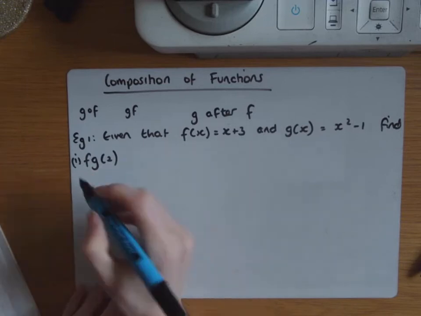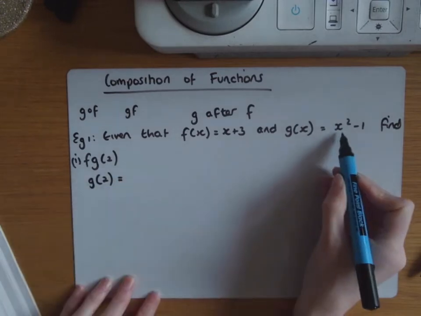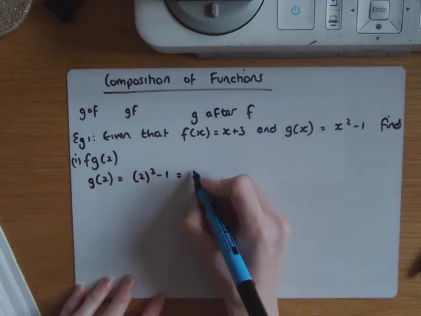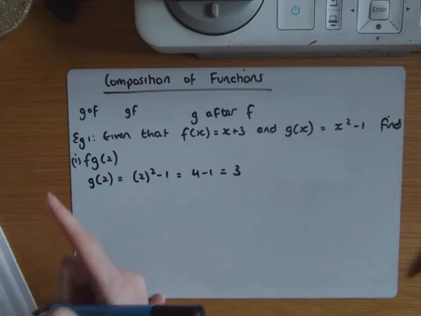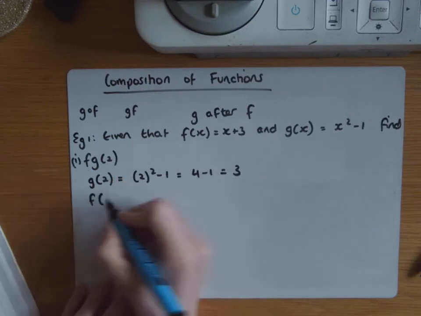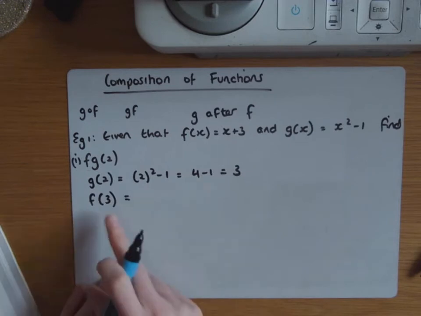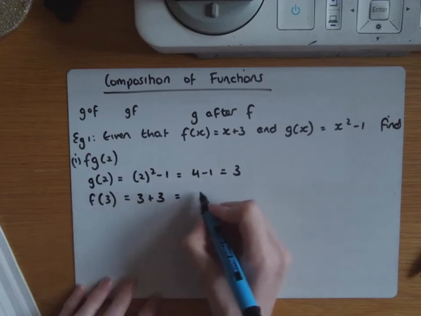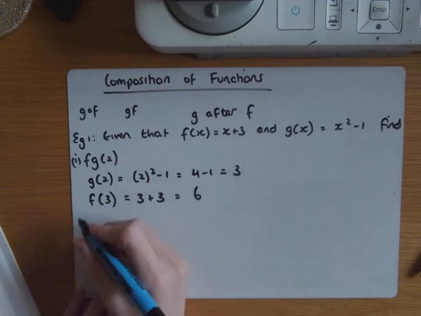So let's find g of 2. That means fill 2 into your g function instead of x. So that's 2 squared minus 1, which is 4 take 1, which is 3. And then I want f of that answer, f of 3. Okay, and f of 3 means fill 3 in instead of the x in the f function. So I get 6.